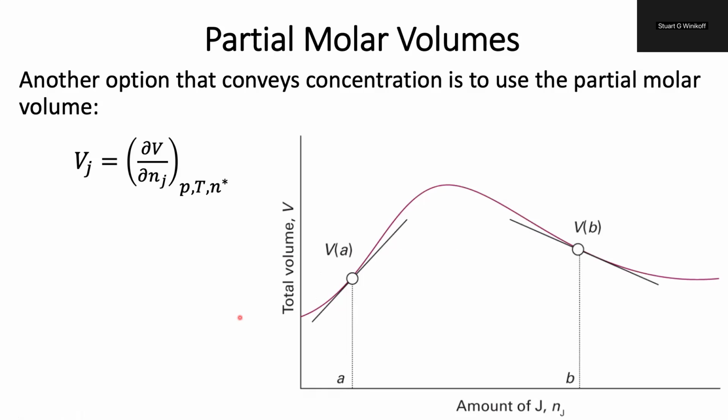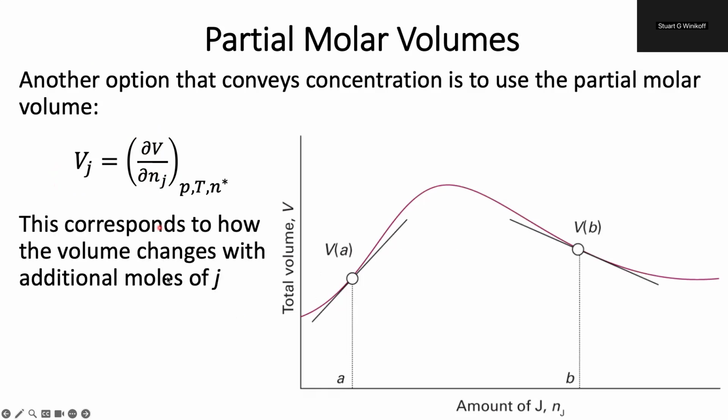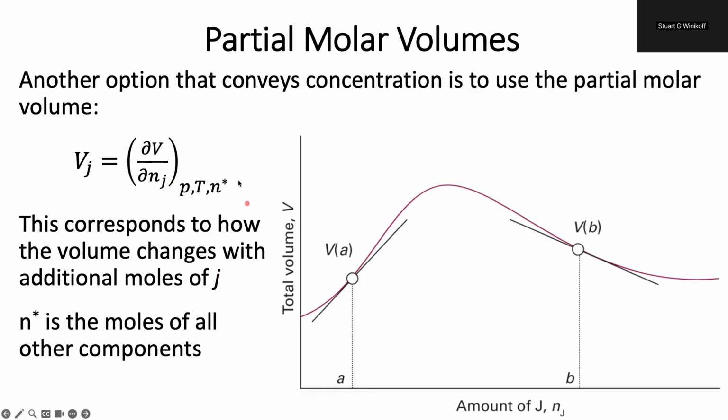And unfortunately, it's defined with a lot of calculus. So the idea of partial molar volume is it's going to be the change in volume as I add a certain amount of moles of the component of interest, so J. So if I add, say, a mole of solute, how much will I change the volume, keeping pressure, temperature, and here's the odd one, this n star is going to be the moles of all other components. So if I keep those constant, how much will I change the volume?